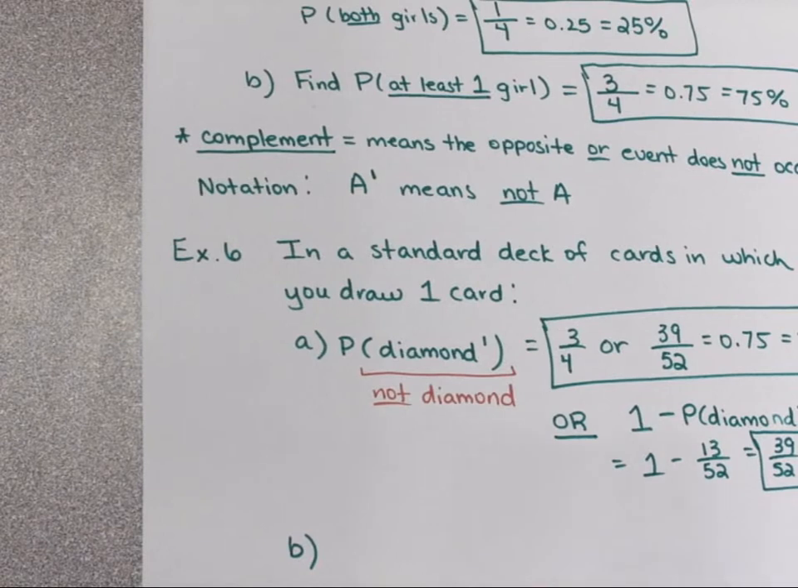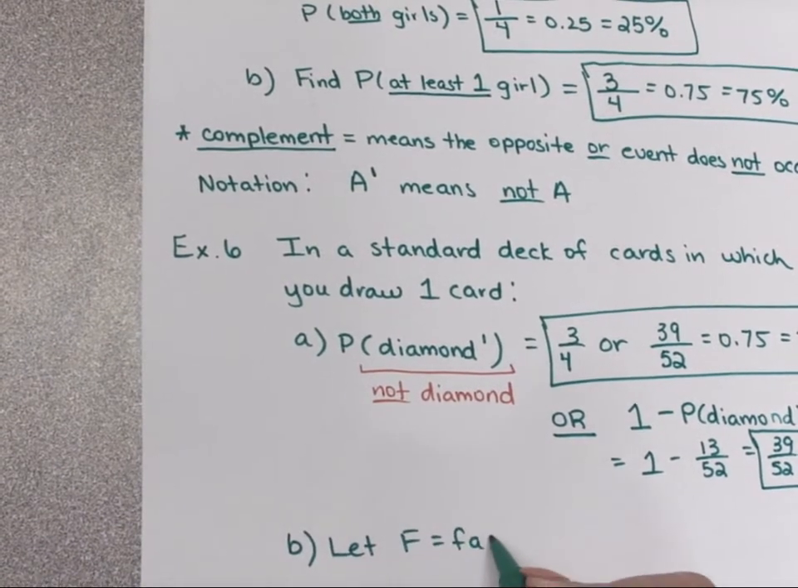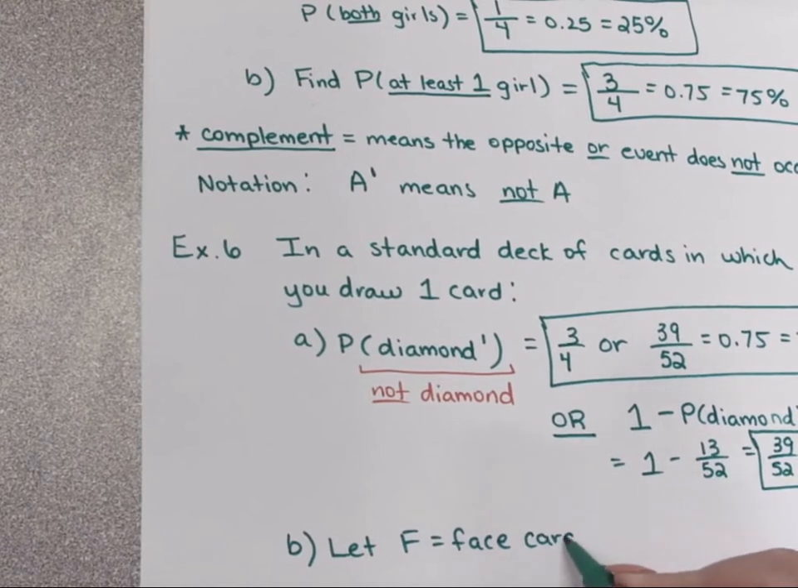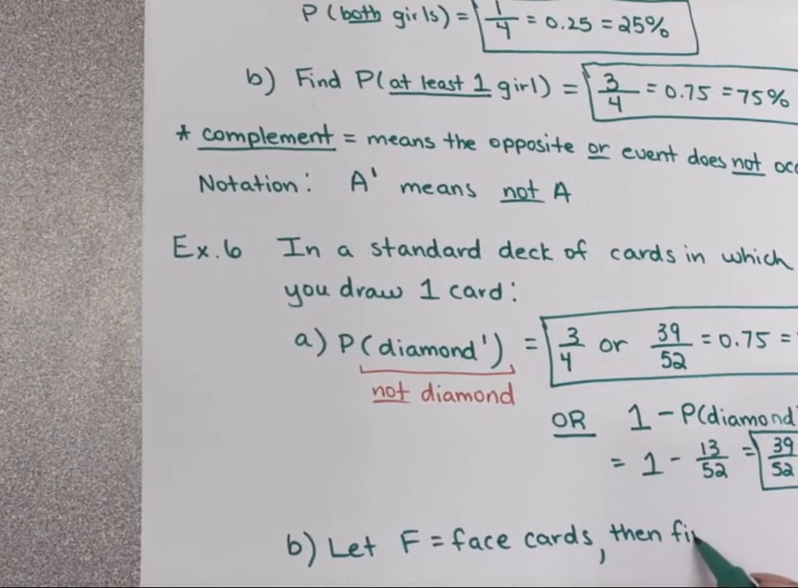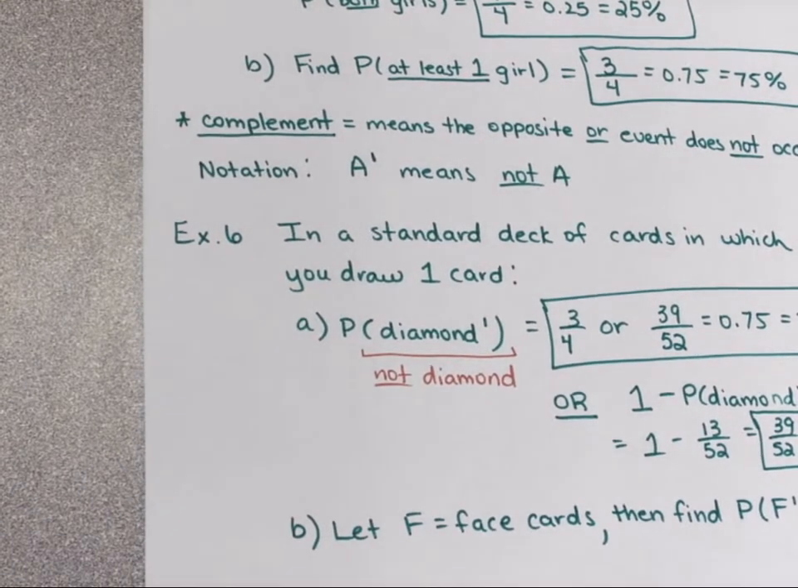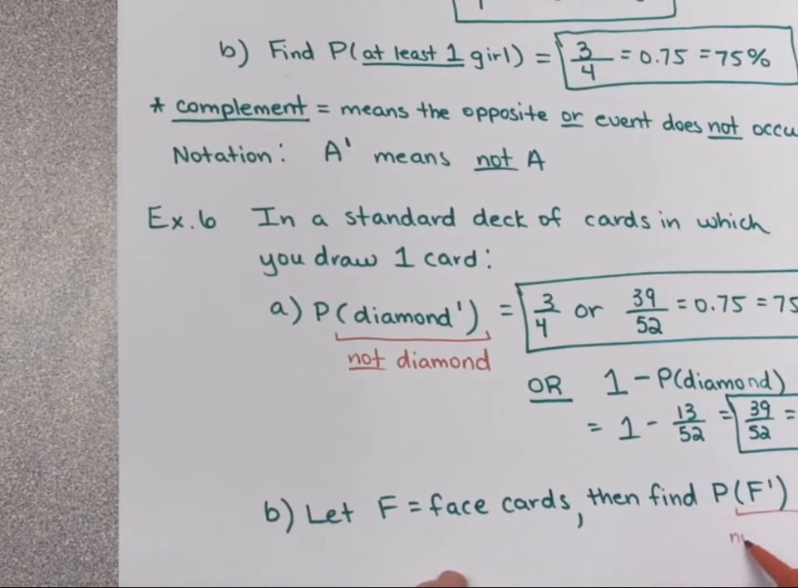All right, so let's say that the letter F represents face cards. And then let's say that I told you to find the probability of F with a little 1 above it. How do you say that? So what does this right here really mean? Yeah, so it means not face card.